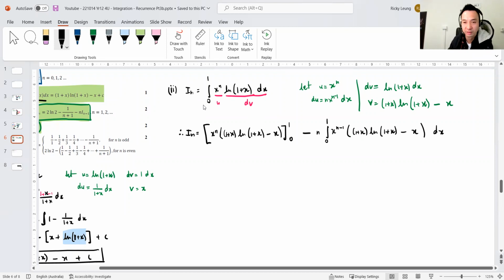That worries me a bit, maybe. Oh, actually, no. It's all good. So if I sub in 1, 2 ln 2 minus 1. So if I sub in 1, I still get 2 ln 2 minus 1. And if I sub in 0, the whole thing is 0. So it is just 2 ln 2 minus 1, right? That's all this bit, and minus n.